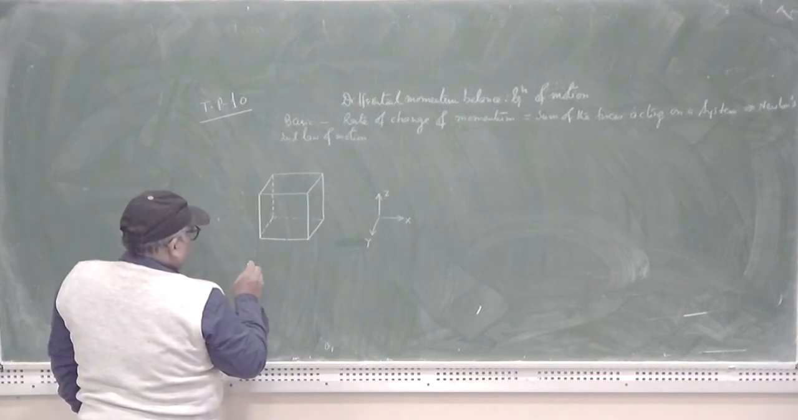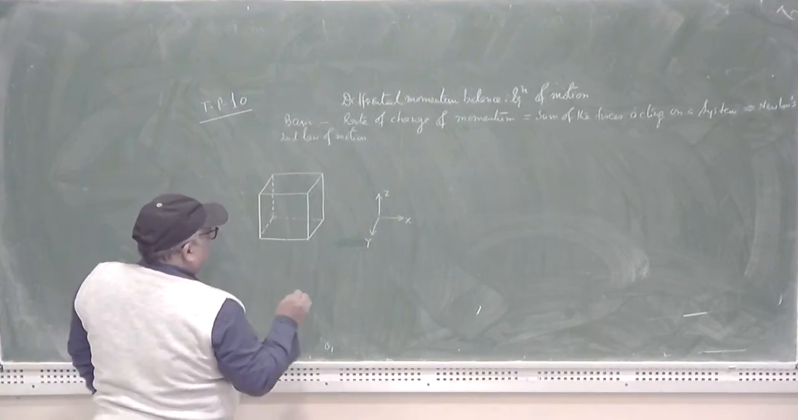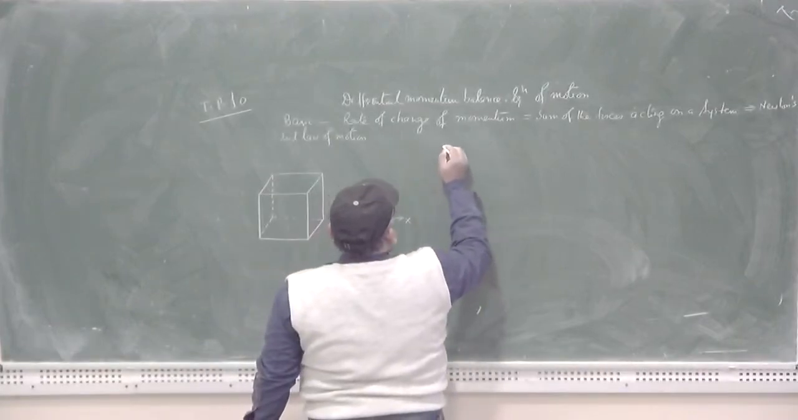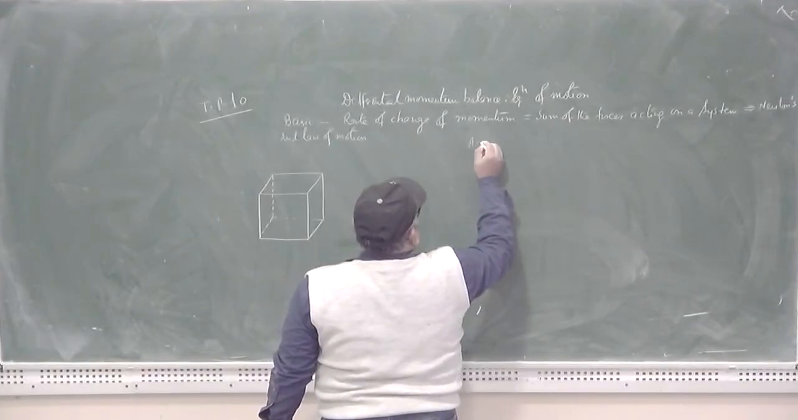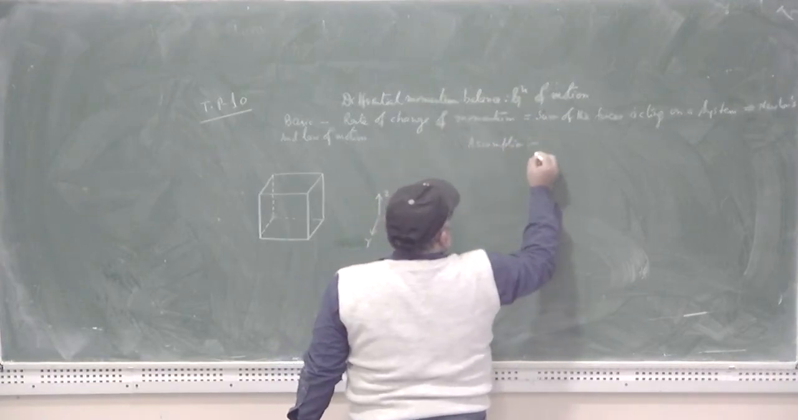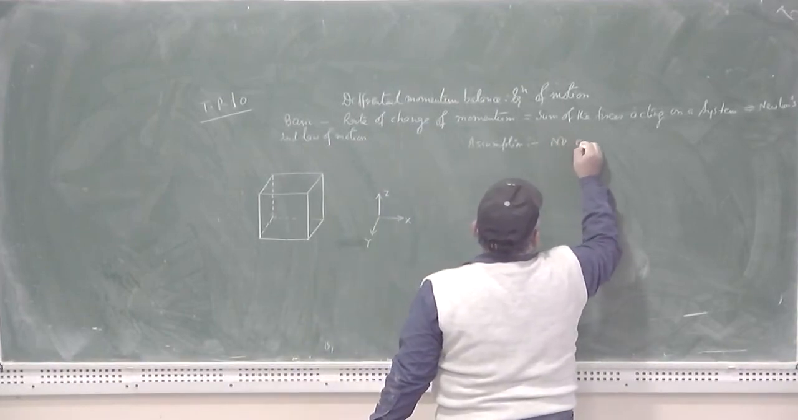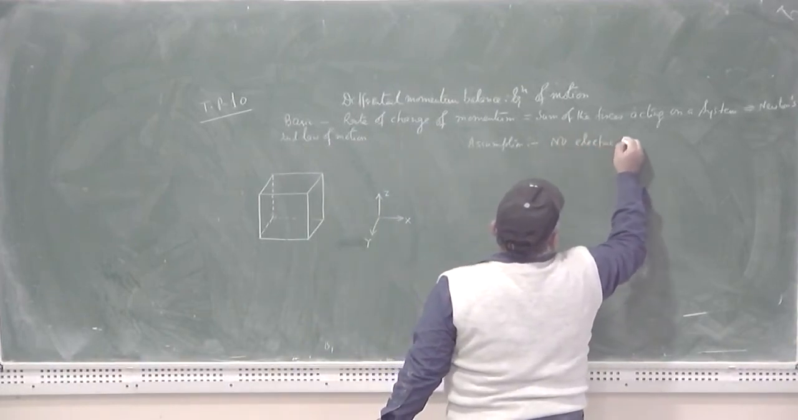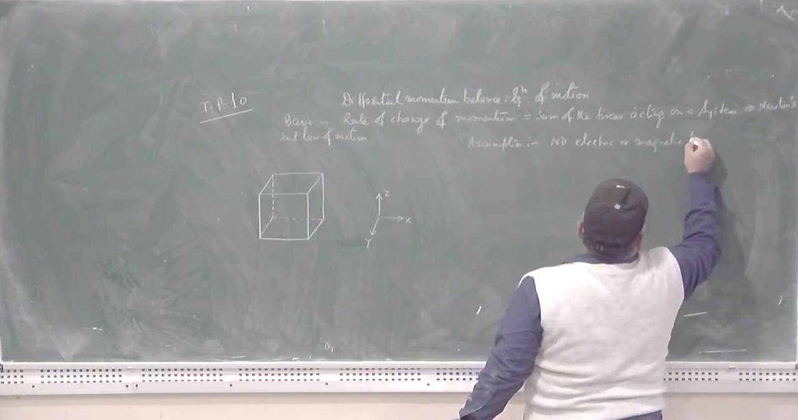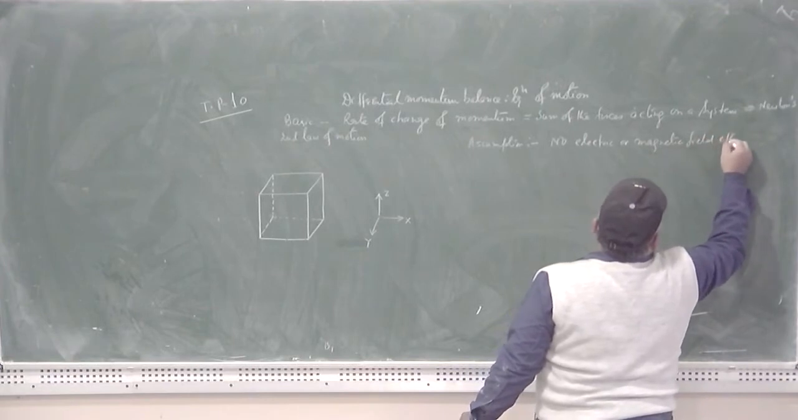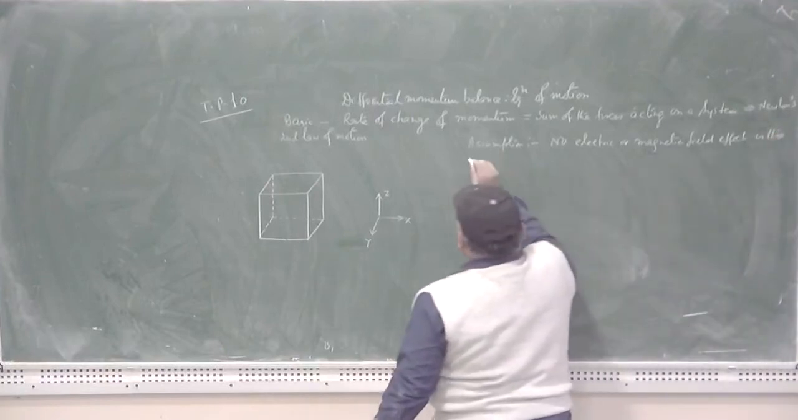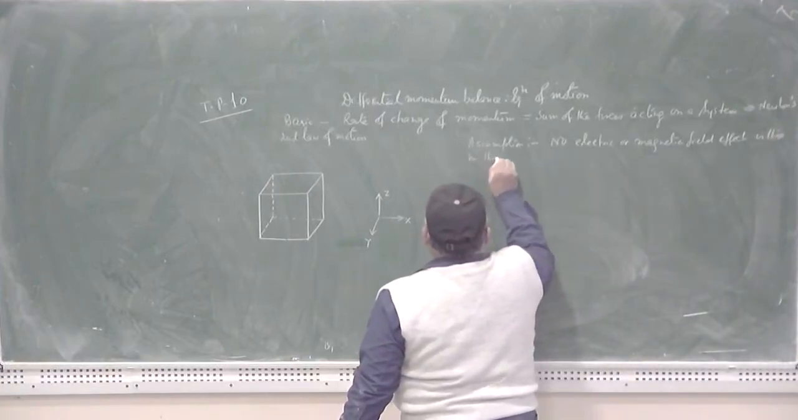So, now first the assumption. What should be the assumption? The assumption here is no electric or magnetic field effect is there in the control volume.